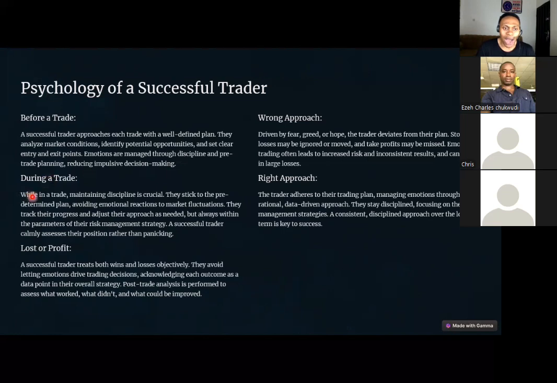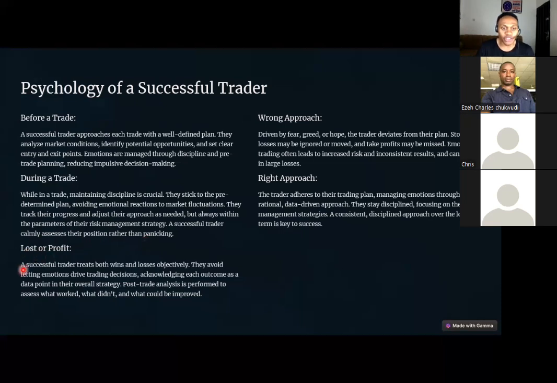During a trade, maintaining discipline is crucial. They stick to the predetermined plan, avoiding emotional reactions to market fluctuations. They track their progress and adjust their approach as needed, but always within the parameters of their risk management strategy. A successful trader calmly assesses their position rather than panicking.